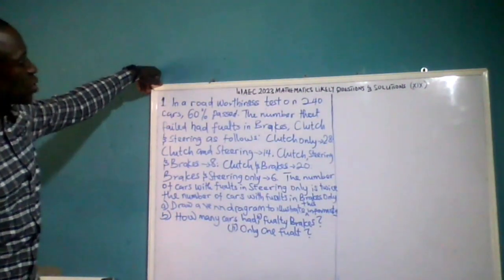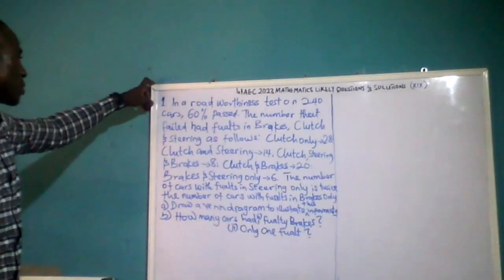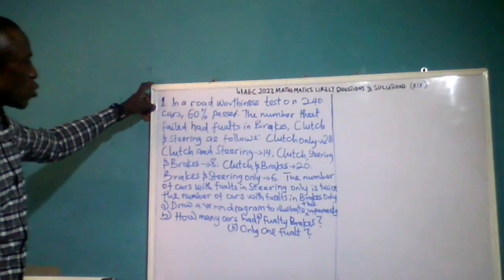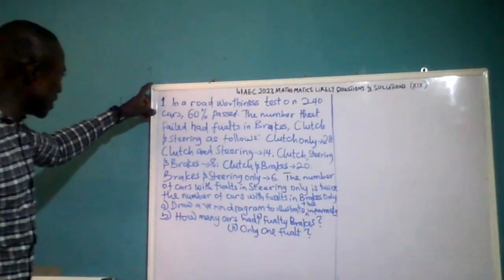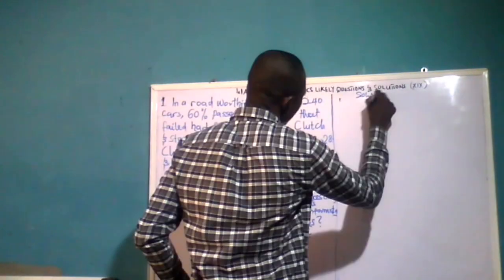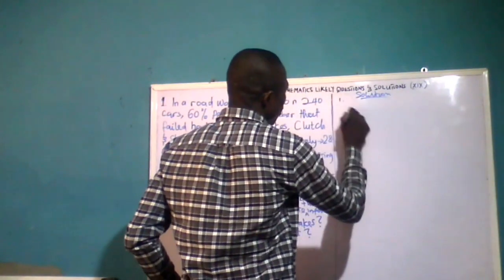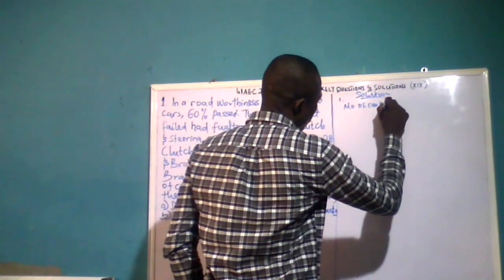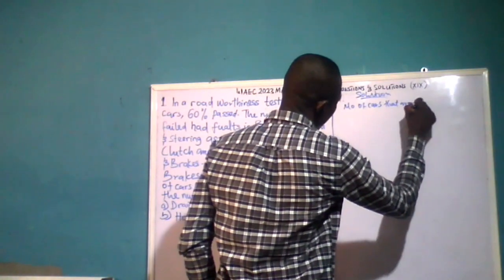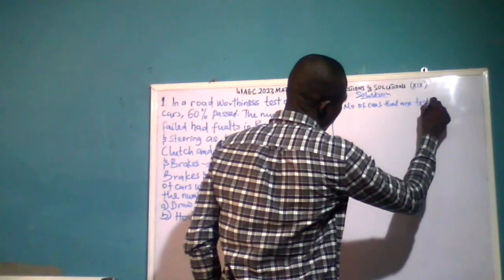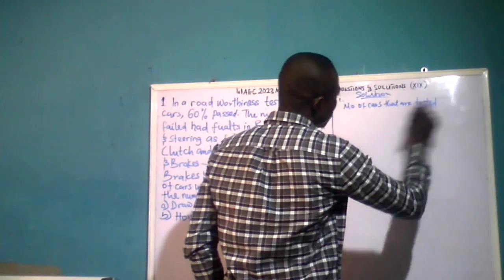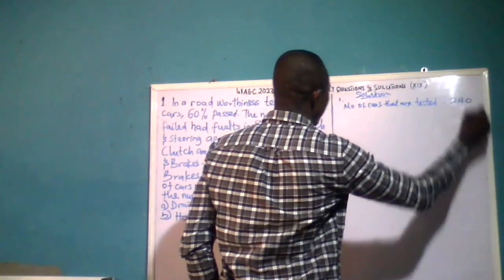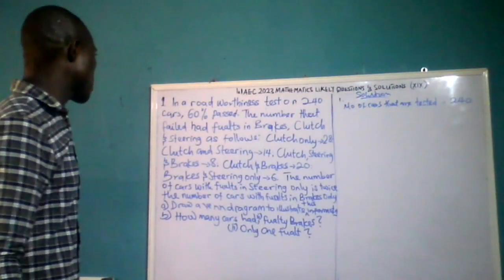Now, to start solving this question, you have to interpret it first. Let's start by interpreting the statement in the question. So, by interpretation, we know that the numbers of cars that are tested equals 240. And we are told that 60% pass the test.